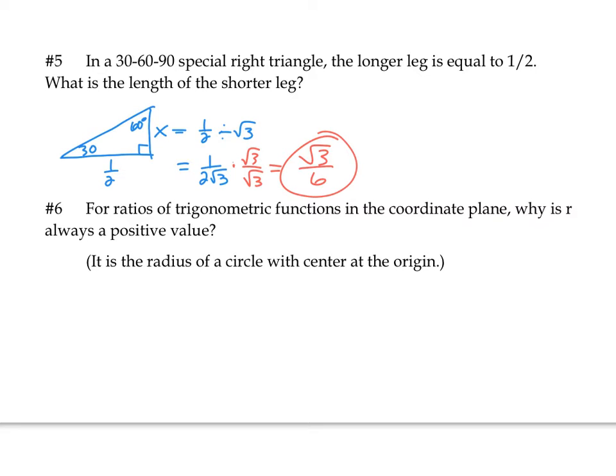Then number 6 was for ratios of trigonometric functions in the coordinate plane. Why is r always a positive value? It's the radius of a circle with center at the origin. So if I take my coordinate plane and draw a circle around this, the center at the origin, the radius here, that's r. Doesn't matter if I draw it out this way, that's r. I draw it down here, that's r. It's a radius of a circle, so it's always positive. It's the radius of a circle with the center at the origin.